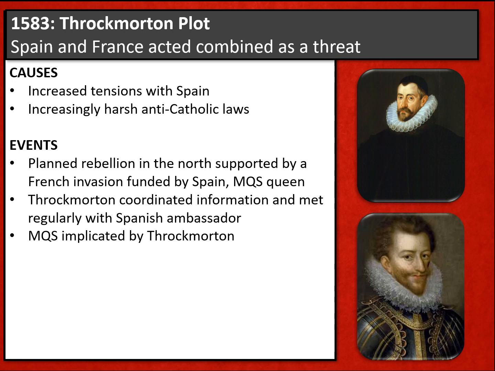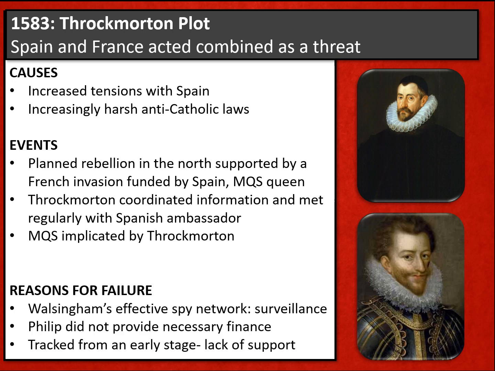So the plan of the plot was again fairly straightforward. It would again be in the north of the country, this time supported by a French invasion, but with Spanish money funding the operation, and installing Mary Queen of Scots as Queen. A key plotter here is Francis Throckmorton, a well-connected Catholic figure at court, who would coordinate information.